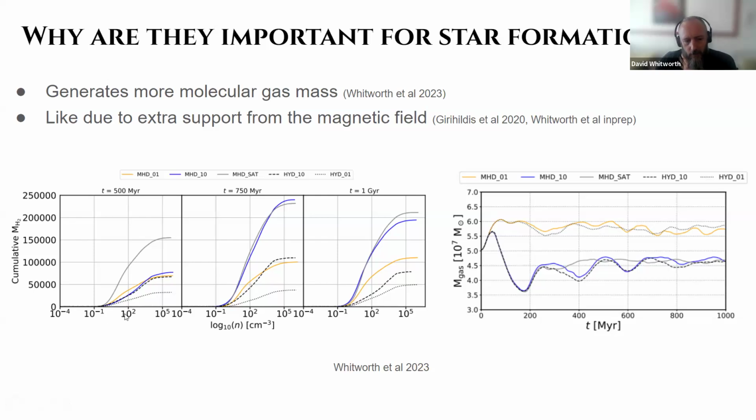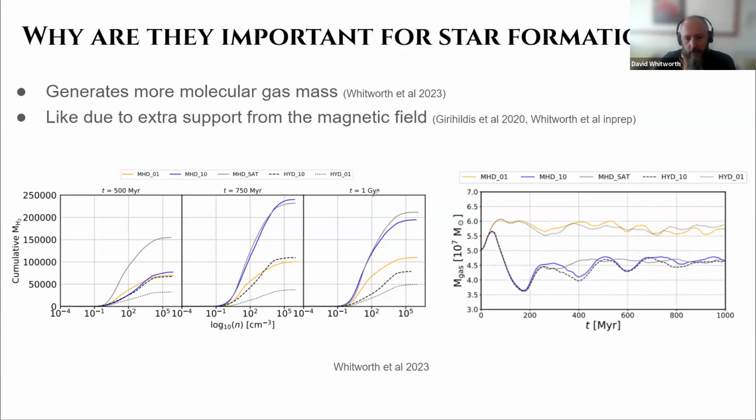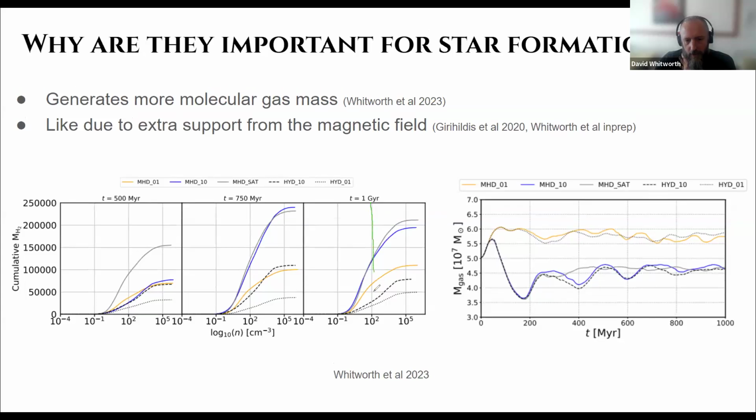And in the magnetic field models, we see over time more mass of H2 in dense gas. If you take the 1 gigayear, so fully time evolved, and you look at a number density of 100, we can see that a lot of the mass does sit in the dense region, and it's a factor of a couple more than in the hydrodynamical case.